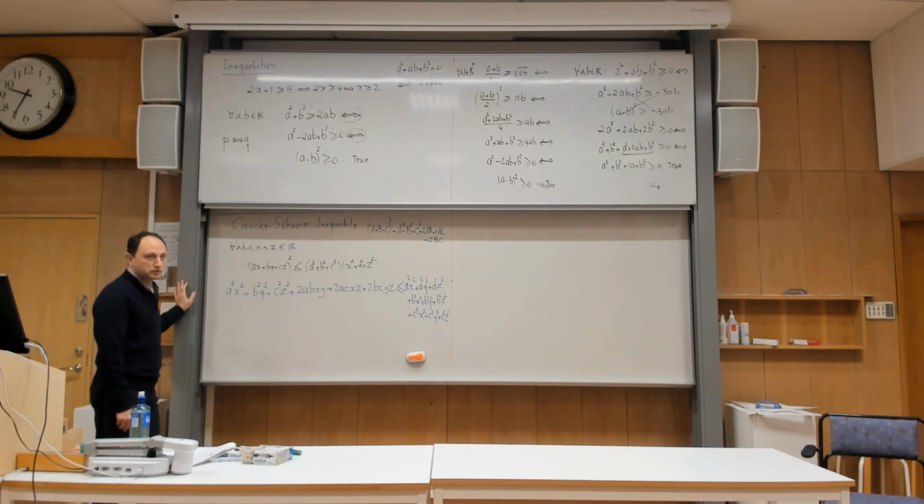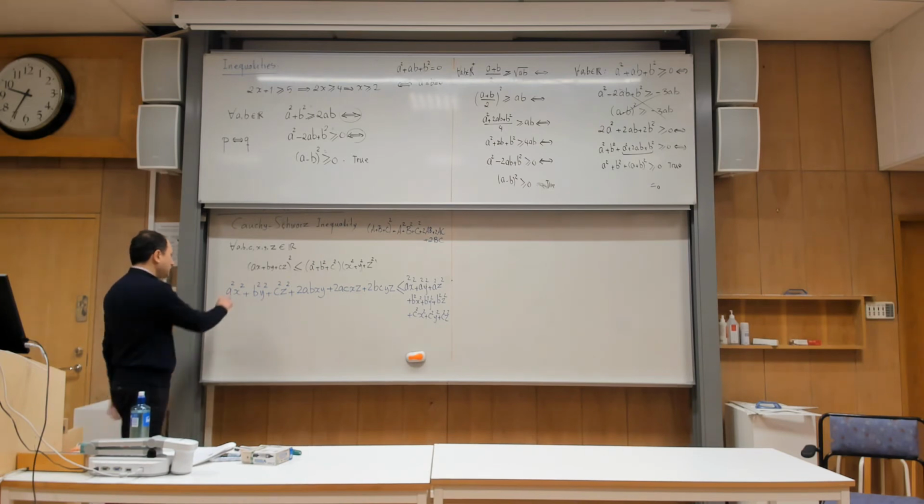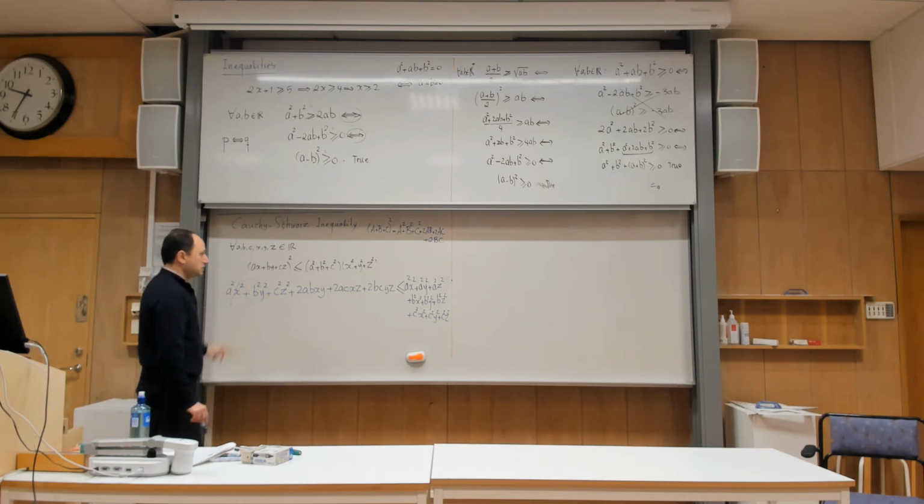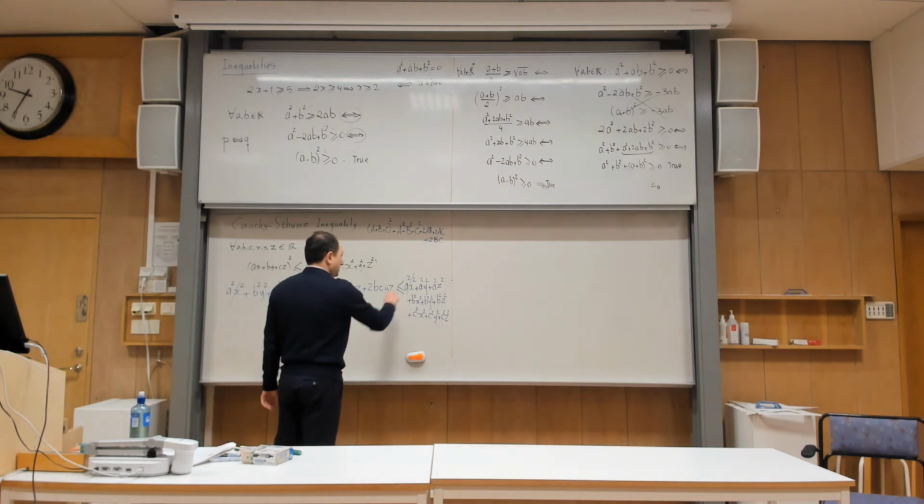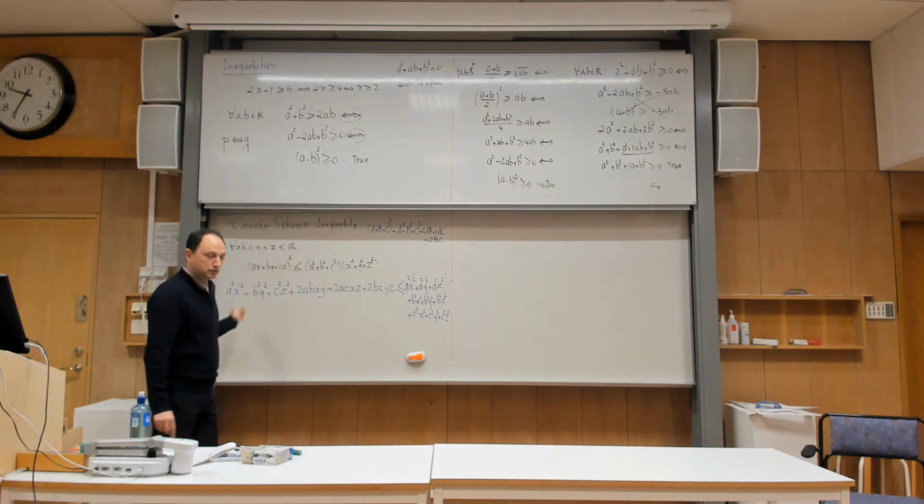So what should I do with this number of terms? You should cross out the a squared x squared, b squared y squared. Okay, so this one from this side, and that one are gone. I can move one of them to the other side.